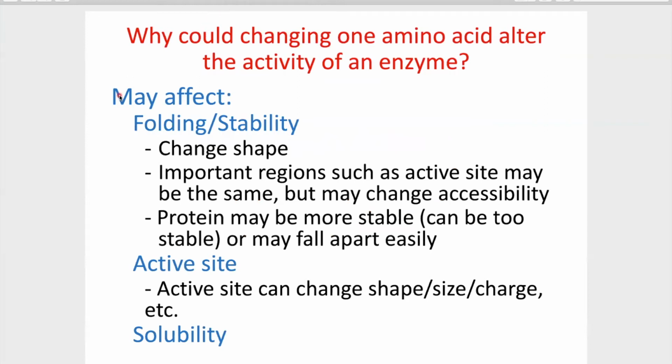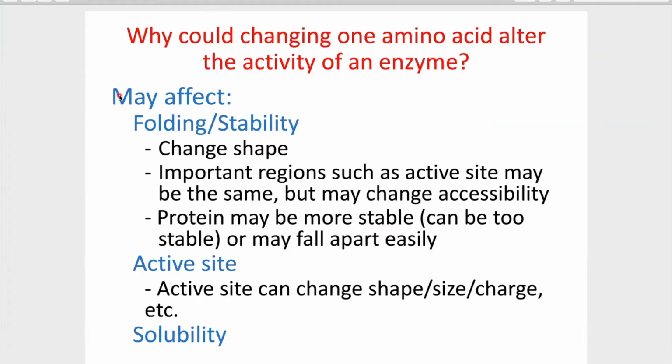So why could changing the amino acid alter the activity of an enzyme, right? Well, it could affect many things. First and foremost would be folding and stability, right? Thinking about it purely from the way it folds and what it looks like, you could change the entire shape of the protein, although that's unlikely. Your change could be in an important region such as an active site, which may be the same but may change accessibility. And what do we mean by that?